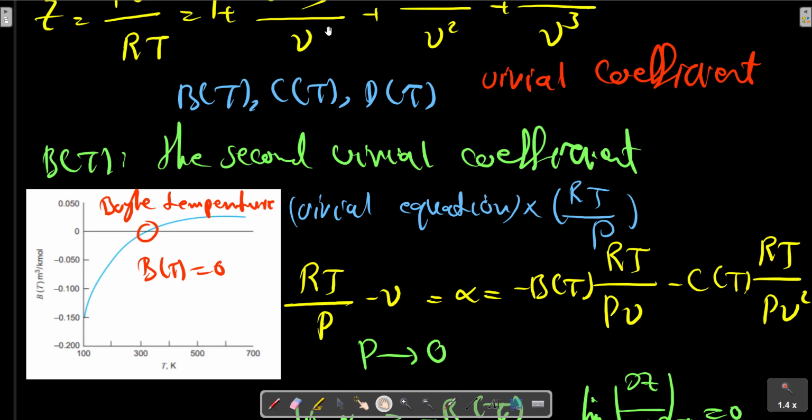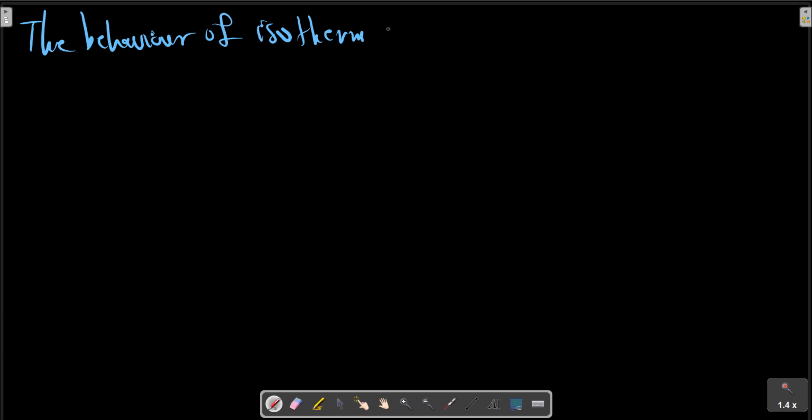Another aspect of generalized behavior of gases is the behavior of isotherms in the vicinity of the critical point. The generalized behavior of the isotherms is shown in the vicinity of the critical point.